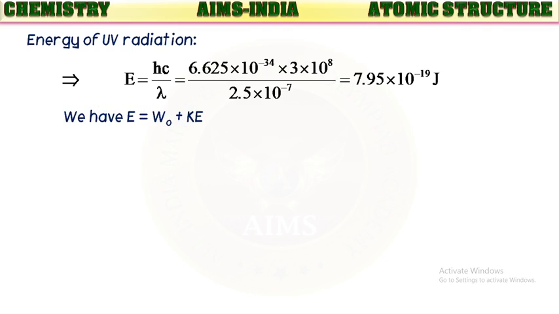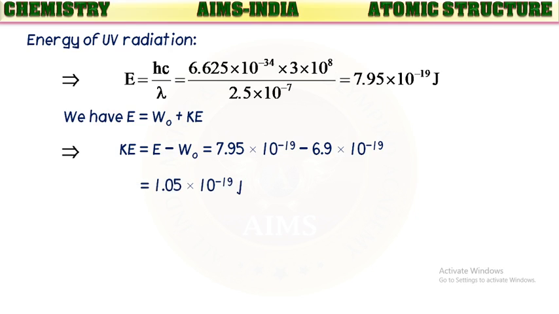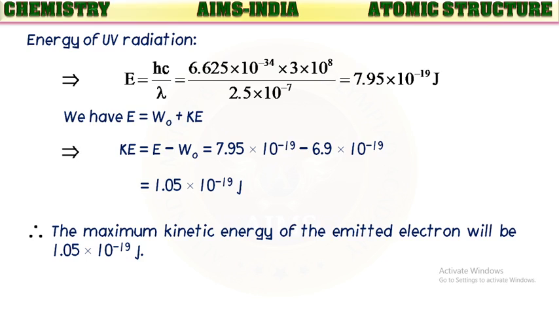This is the energy of the incident light. And we have the equation: energy of the incident light is equal to work function of the metal surface plus kinetic energy of the ejected electrons. So here we have to find the kinetic energy. If we write it like this, kinetic energy equals energy minus work function, we get 1.05 into 10 to the power of minus 19 joules. So in this way, the maximum kinetic energy of the emitted electrons will be 1.05 into 10 to the power of minus 19 joules.